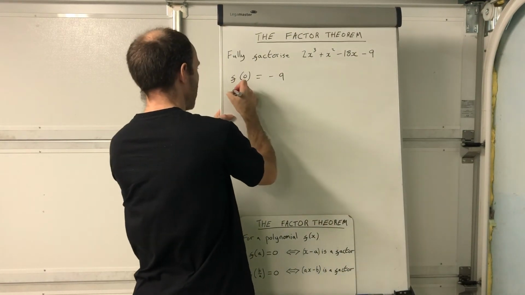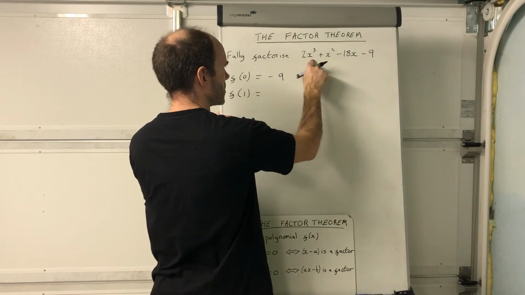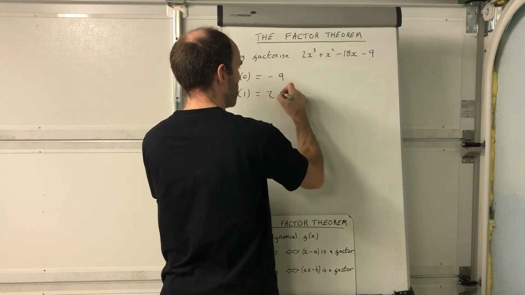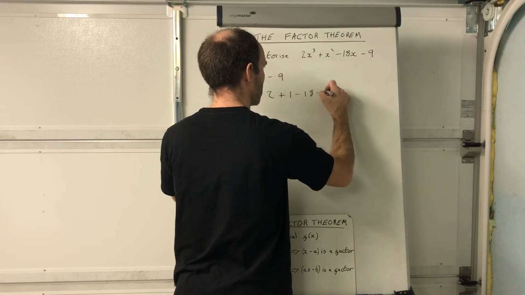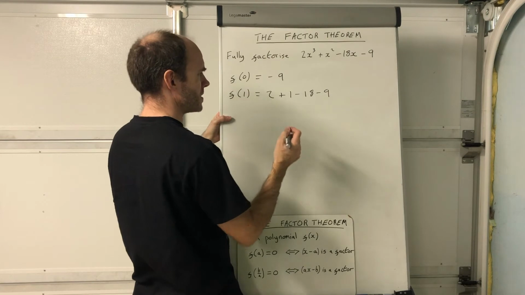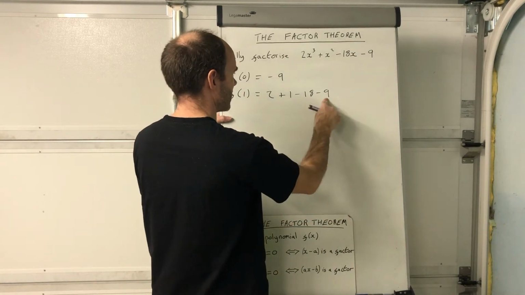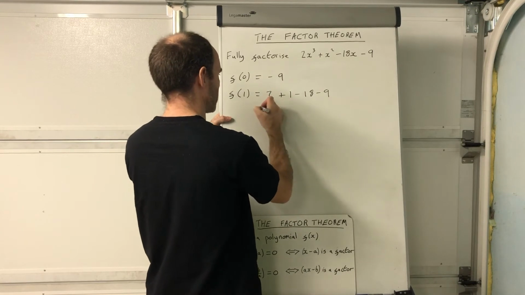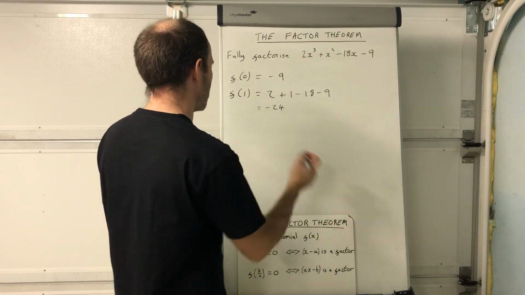Let's try x equals 1 and see what happens. So we get 2 times 1 plus 1, subtract 18, subtract 9. Is that equal to 0? No, it's not. It doesn't matter what it is, it's not equal to 0. In fact, it's negative 27 plus 3, negative 24. That's not working, is it? So we try another number.